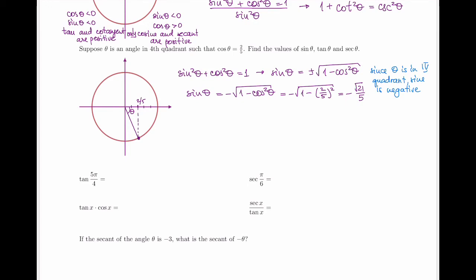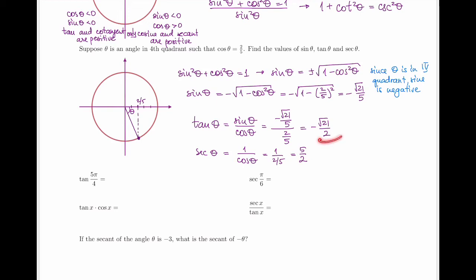So we found sine. Next up is tangent. Tangent, from the definition, is sine theta over cosine theta. And I already know both of these values. So sine is minus root 21 over 5, and cosine was given as 2/5. Okay, putting these two together, to divide is to flip and multiply. The 5s will cancel, so I'm going to get minus root of 21 over 2. And then finally, secant of theta is, of course, 1 over cosine theta, which will then give me 1 over 2/5 or 5/2. Okay? And we can also check that the signs make sense, right?